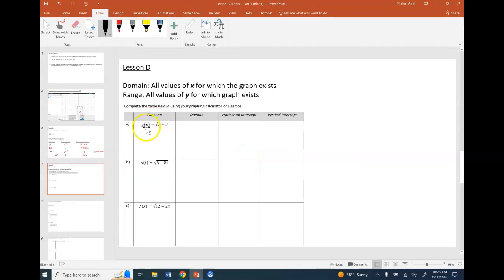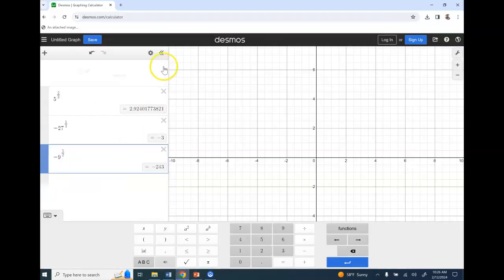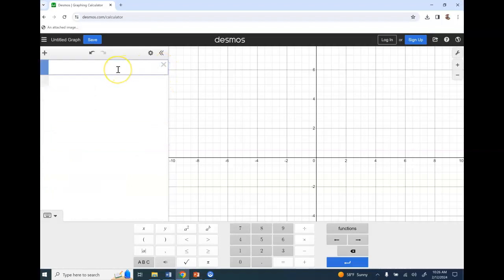Let's start with the first one, which is g of x equals radical x minus 3. So I'm going to clear all this. And in Desmos, I'm going to have g of x equals, now for the radical, you can either go to the radical symbol or you can press SQRT and you have x minus 3. So here's what the graph tells us.